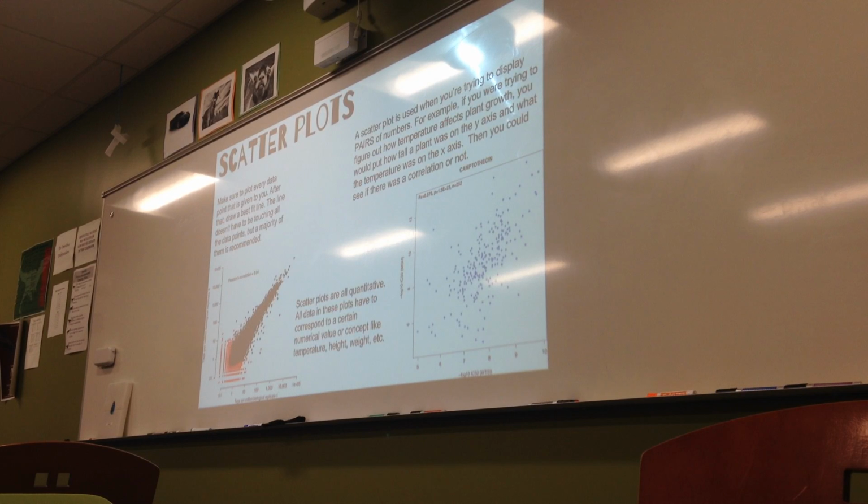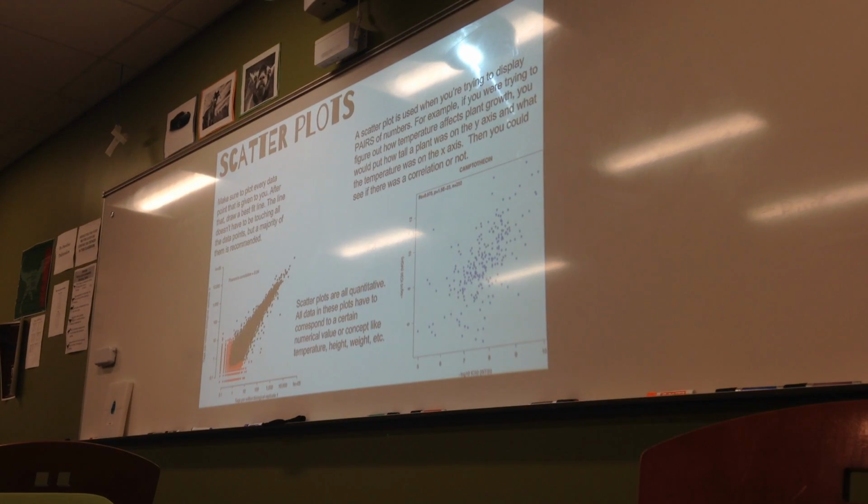You're looking at pairs of numbers. Maybe you're figuring out how temperature affects plant growth. You would put how tall the plant was on the y-axis and the temperature on the x, or vice versa. Scatter plots are all quantitative.